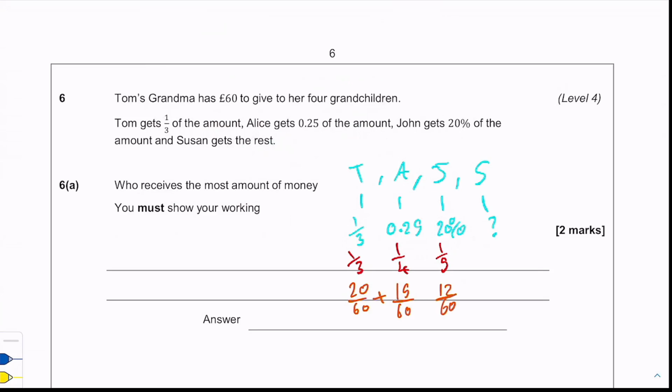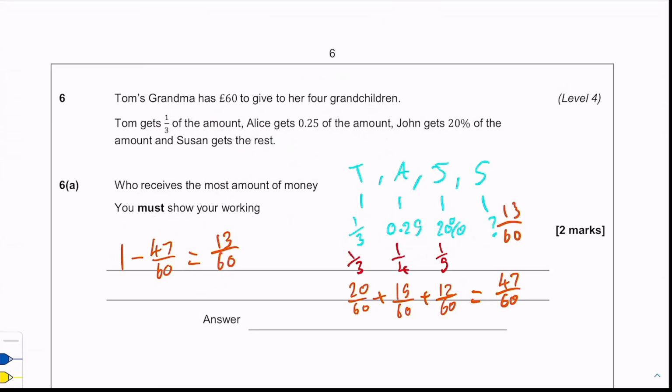Okay, so if we then add all of these up, we end up with 47 over 60, and then if we come over to the left hand side, we can just say 1, so the entire money, one whole, take away 47 over 60 is equal to 13 over 60. So now we know what fraction Susan gets, so let's just write that here, so 13 over 60.